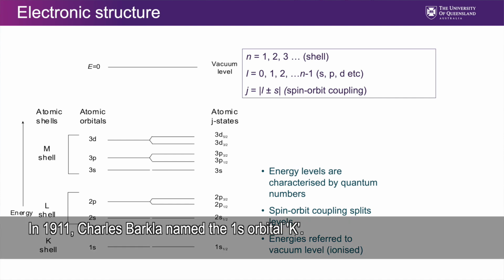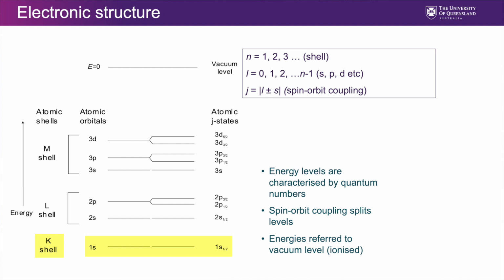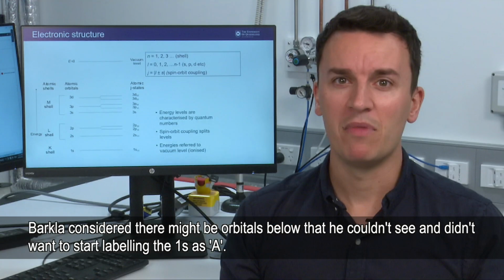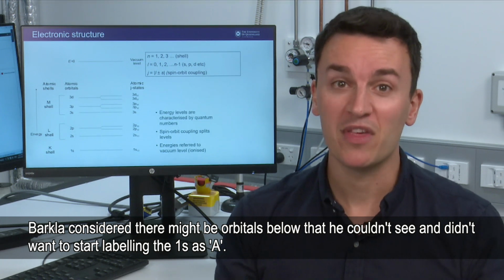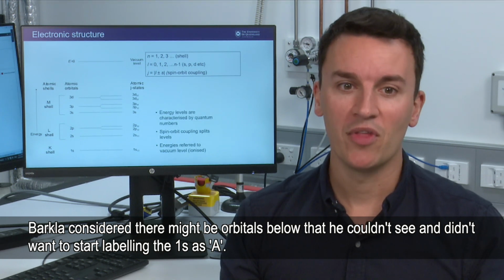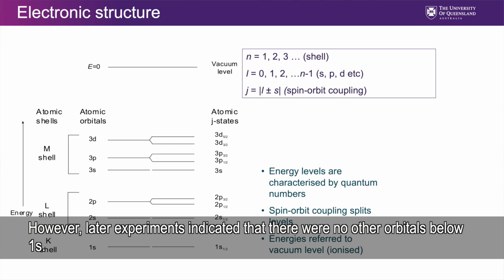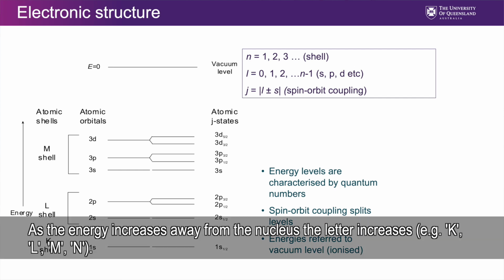These were first devised quite a while ago by a guy called Charles Barkla. He named the 1s orbital the K, and he named the 2s the L. This is because he wasn't sure that there might actually be orbitals below this that he couldn't see, so he didn't want to label the 1s as A. He thought it'd start off at K, and then at least if any of the others were discovered later on, we could go back. But as it turned out, he was correct. There were no other orbitals below this. So we call this the K shell, then we go to the L shell and the M shell. And as we increase the energy away from the nucleus, this letter increases.